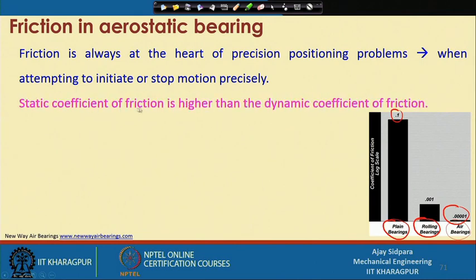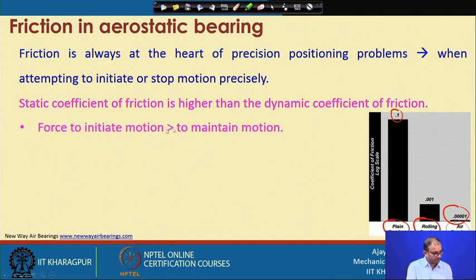Right. Static coefficient of friction is higher than the dynamic coefficient of friction in this particular case, because when it is in static condition we know that we can easily maintain that part, but when the component is moving it will be a little bit lower. Still, in both cases it is higher compared to the other types of bearings, but within this particular bearing the static component is higher than the dynamic coefficient. Force to initiate motion and to maintain that motion.